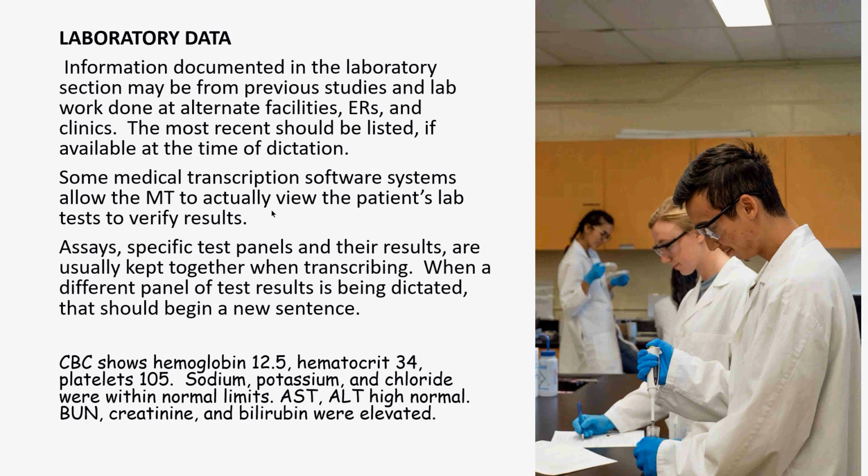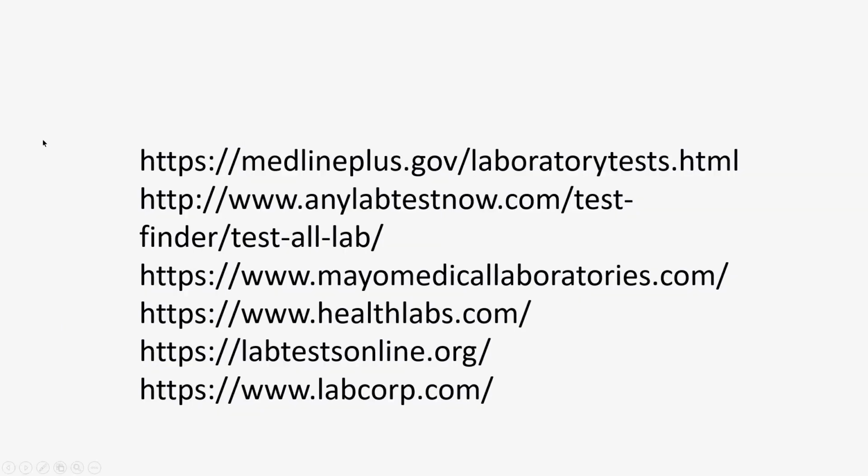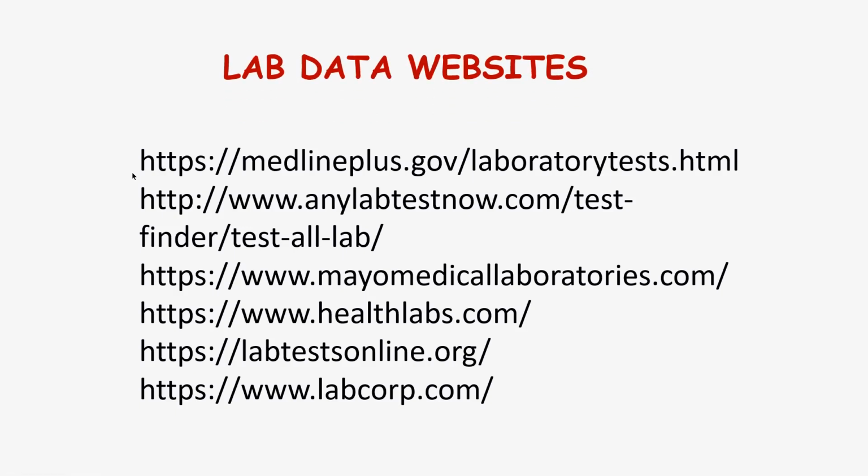AST and ALT are high normal. Those are liver tests. And BUN, creatinine, and bilirubin have to do with your kidneys. All right, where are the places we can find this information? Here are some lab data websites for you.